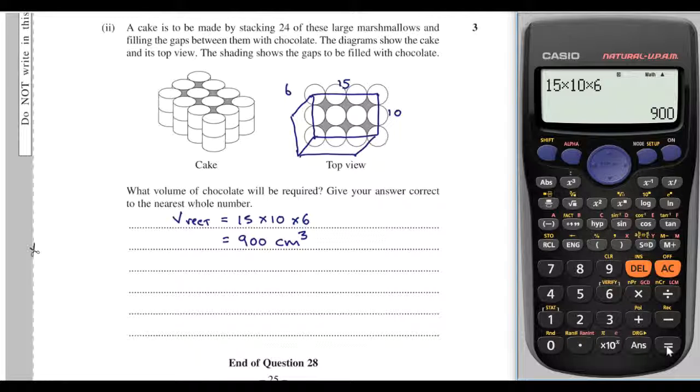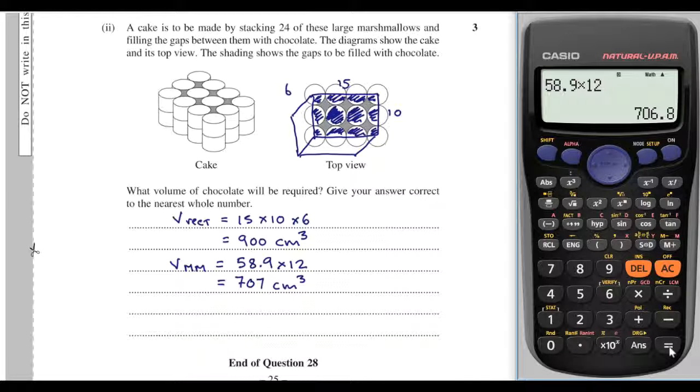These 6 can be seen as 1, 2, 3, 4, 5, and lastly, by combining the quarters, 6. The volume of these marshmallows will be equal to the value of the individual marshmallow as calculated previously multiplied by 12. Which equals 707 cubic centimetres. So the volume of the chocolate is equal to 900 minus 707, which is equal to 193 cubic centimetres.